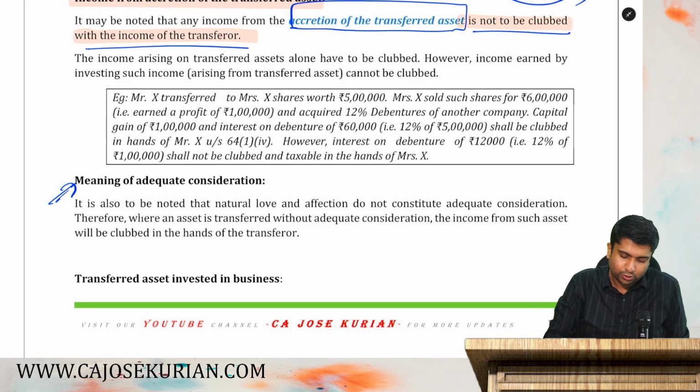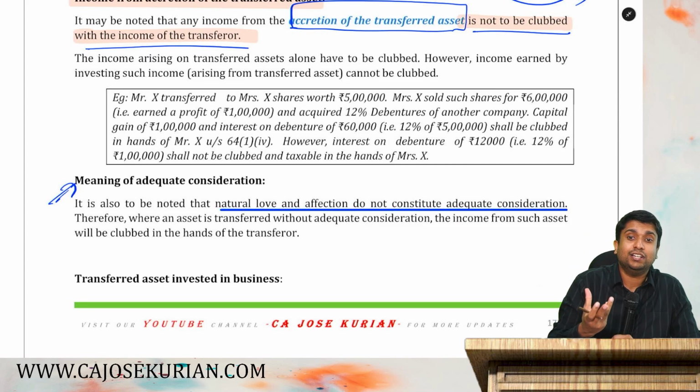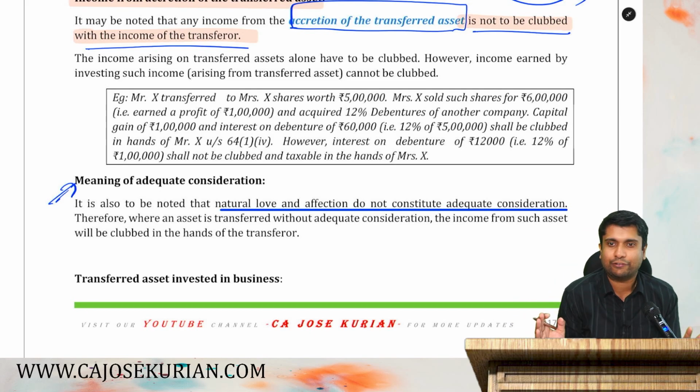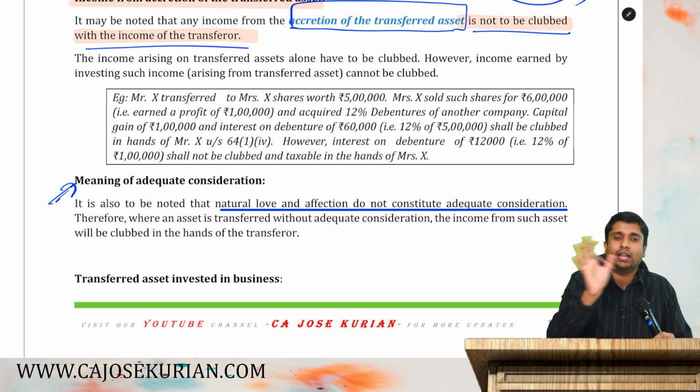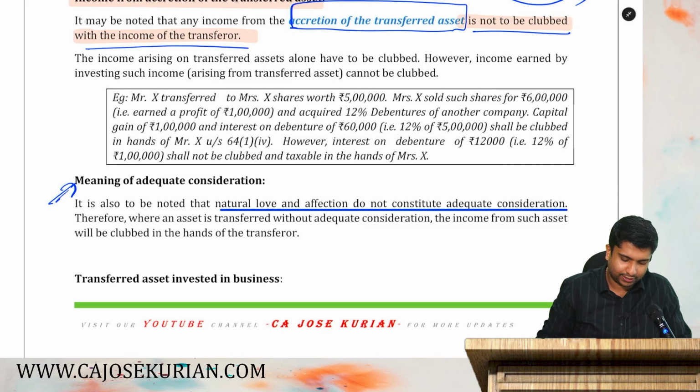So it is also to be noted that natural love and affection do not constitute adequate consideration. Don't come and say that love is the valuable thing, and that out of that love, that is my consideration. You cannot quantify that. So don't come and say that love and affection is adequate consideration. It is never regarded as adequate consideration. I hope you guys are with me.